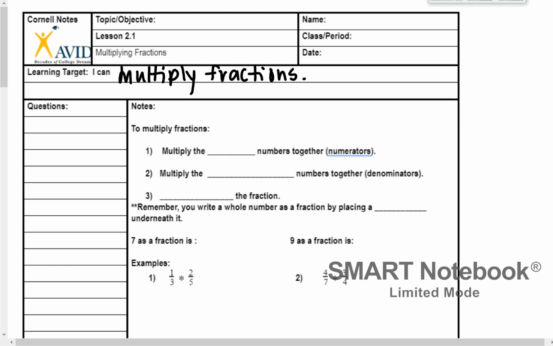All right, and multiplying fractions is pretty basic. I think you guys are actually going to like multiplying fractions because it comes very naturally, but it is different than adding fractions, which is how some of us get messed up. Okay, so to multiply fractions, the very first thing we do is multiply the top numbers together. Those top numbers are called numerators. All right, once we multiply those top numbers together, we then multiply the bottom numbers together. And those bottom numbers are called denominators.